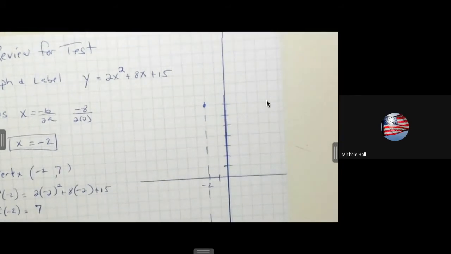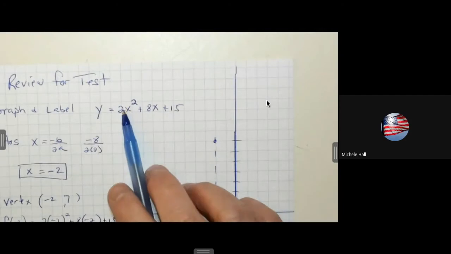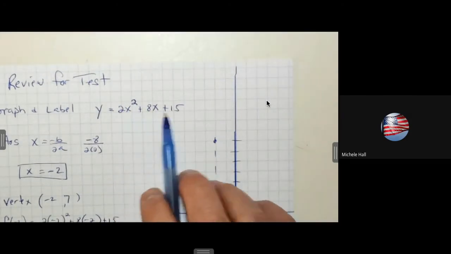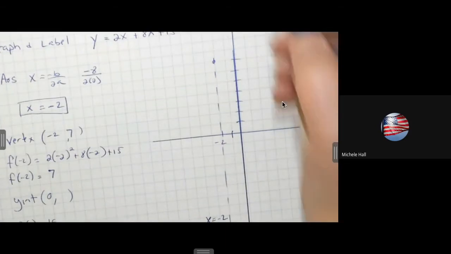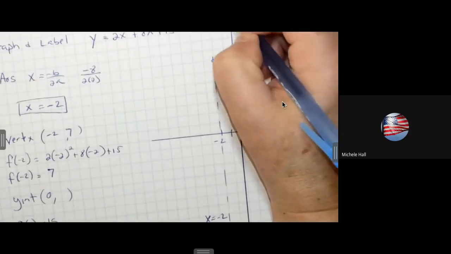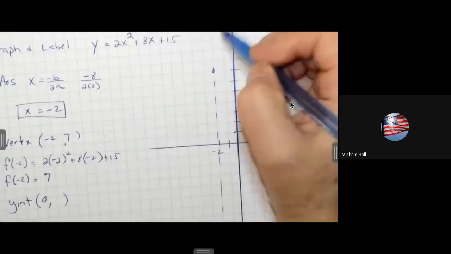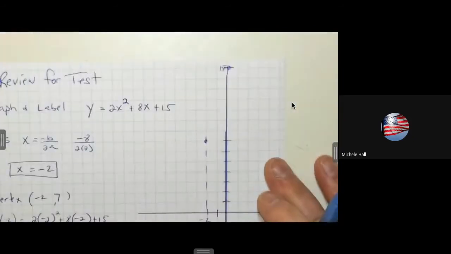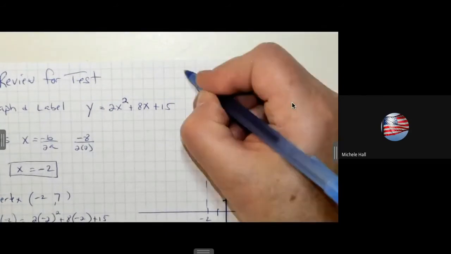So the y-intercept would be when x is 0. So f of 0 equals what? When it's in standard form, that's going to be 0 times 2, 0 times 8, and that leaves the 15. That's the only time that you can see it, when it is in standard form. That's 15. There's symmetry now for that point. I am 2 units away, so 2 units away on this side.